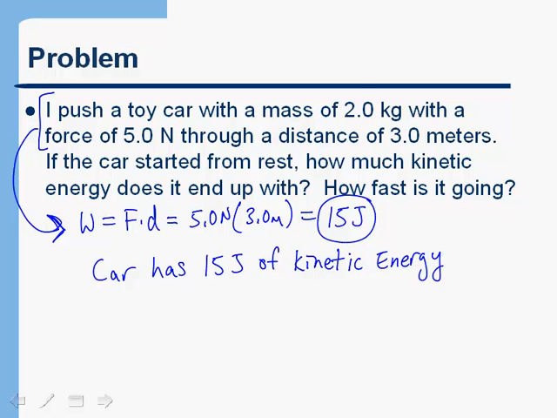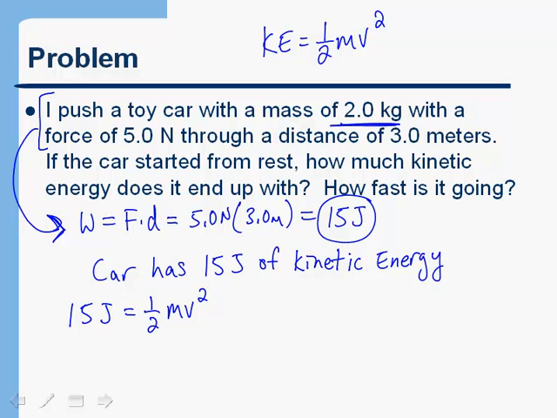So if we know that the car has 15 joules of kinetic energy, we can figure out how fast it's going, because we know that kinetic energy is 1/2 mv squared. And now you see why I gave you the mass, because we're going to need the mass to find how fast it's going. So we have 15 joules is equal to 1/2 mv squared. So the first thing I'm going to do is multiply both sides by 2. So I get 30 is equal to mv squared. And now I'm going to divide both sides by the mass.